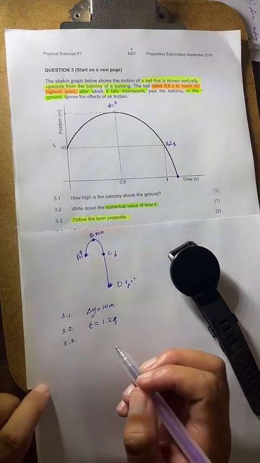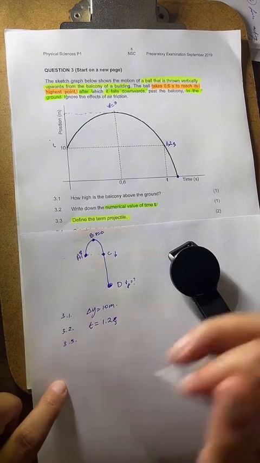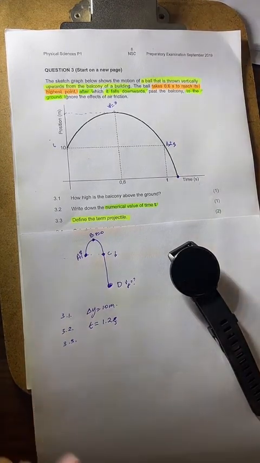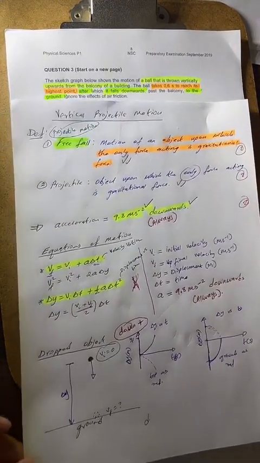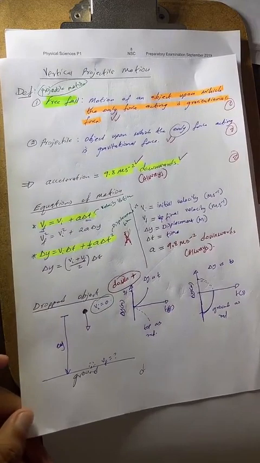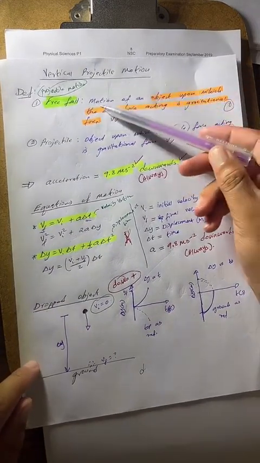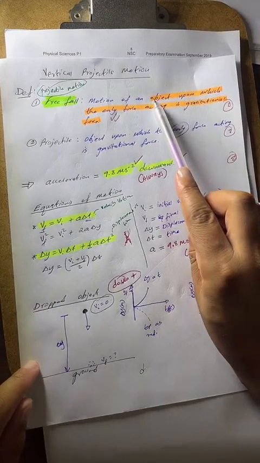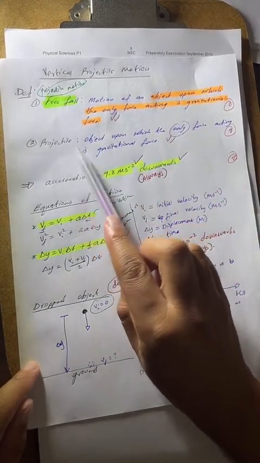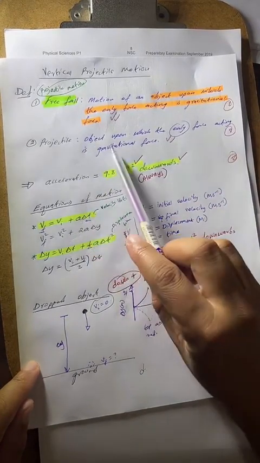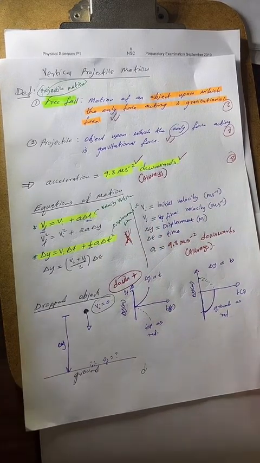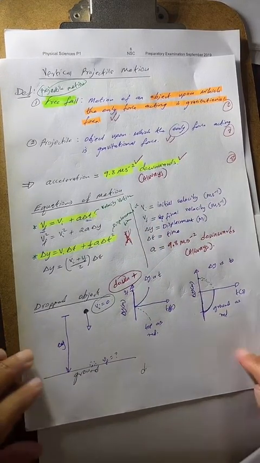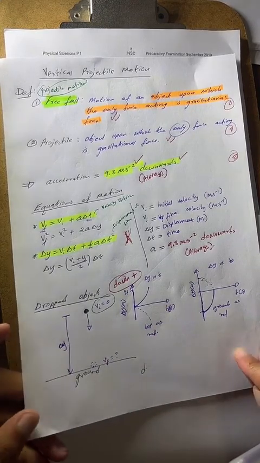So the definition for projectile is the object upon which the only force acting is gravitational force. I gave them earlier when we were discussing. This is the definition for free fall: it's motion of an object. If you look at the two definitions, they have a lot of things in common. Projectile is an object upon which the only force acting is gravitational force. You write it like that, and then you score yourself 2 marks.